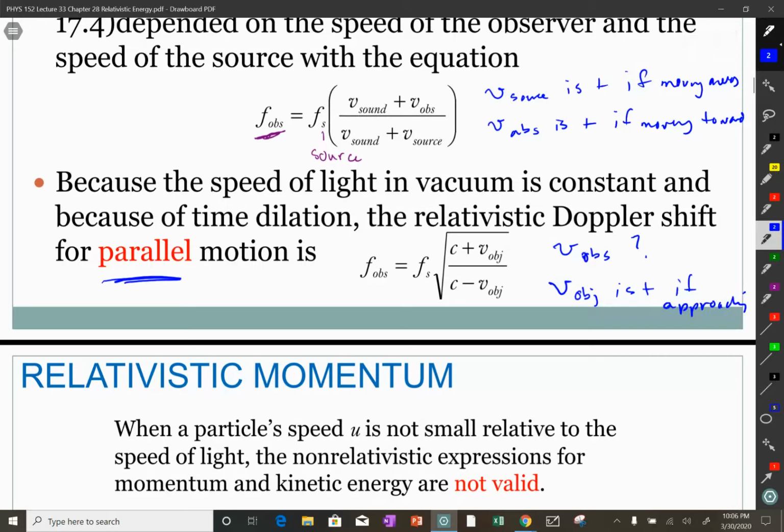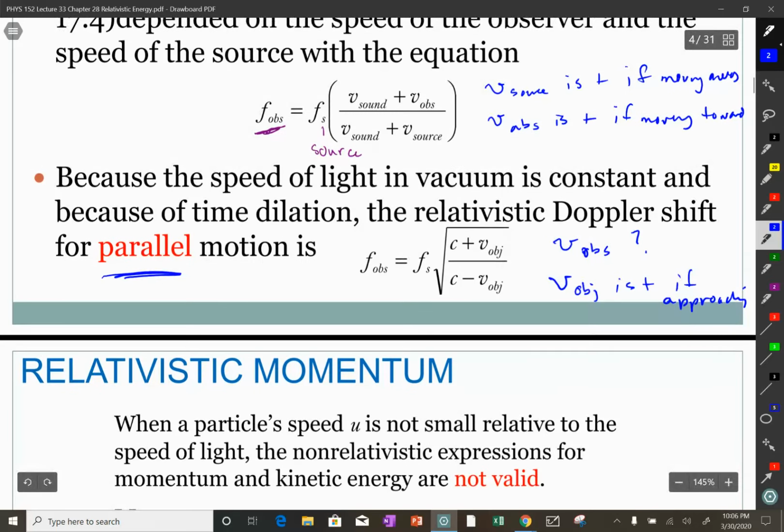Now notice this is only for motion that is parallel, that is coming toward us or going away from us. There is a relativistic Doppler shift if something is going around you in a circle, not approaching or getting farther away, and that's because of time dilation. The time between pulses for the moving reference frame is not the same as the time between pulses for stationary. With the ordinary Doppler shift, if something's going around in a circle, there is no Doppler shift because it has to be either approaching or moving away for the sound wave.